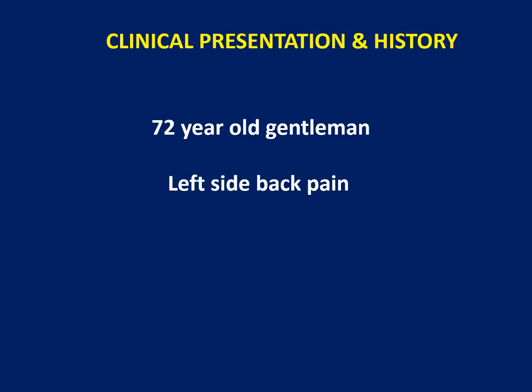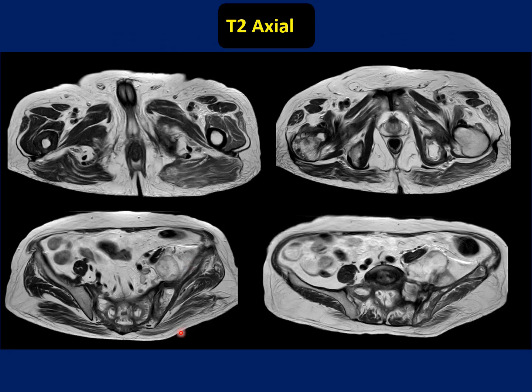So today I'll be presenting about a 72-year-old gentleman who presented with left side back pain. So these are the T2 axial images. Here we are able to see the right femur cortex is thickened when compared to the left femoral cortex. And as we move cranially, there is quiescent trabecula which is seen in the right femoral neck.